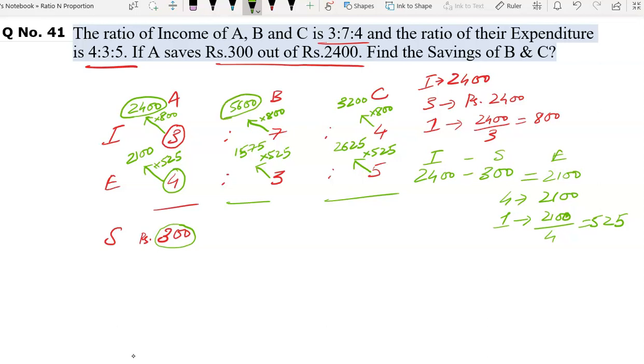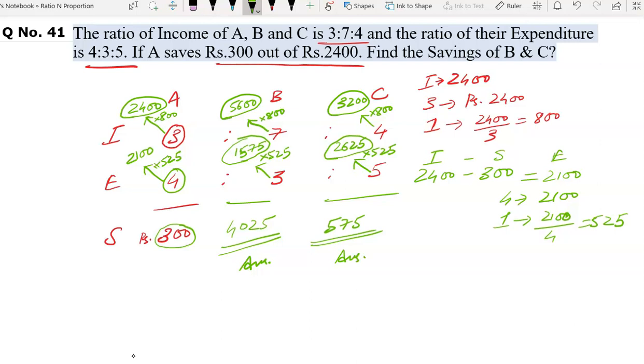Income of B is 5600 and expenditure is 1575. So 5600 minus 1575 will give us 4025. Income of C is 3200 and the expenditure is 2625. So saving will be 575. So this is the saving of B and this is the saving of C, and this is our answer.